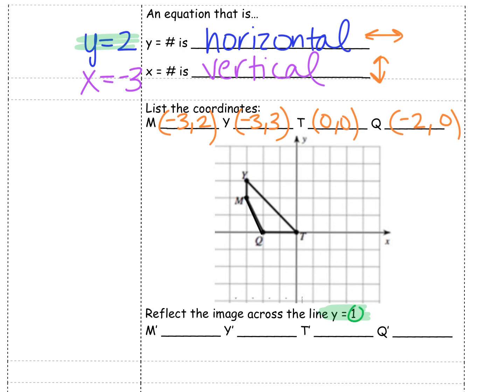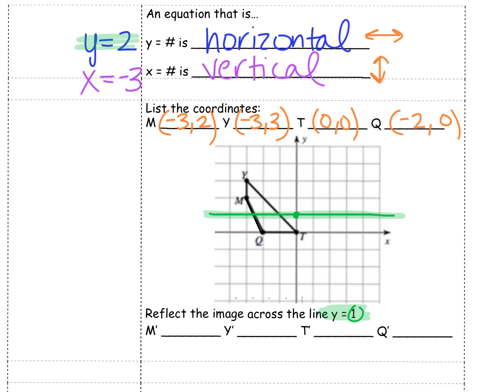So I find where y is 1. Y is 1 right here. And I'm going to create a horizontal line there. So here's my horizontal line. This is going to be my line of reflection. So my image is going to be reflected around this line. We're going to kind of spin that image.